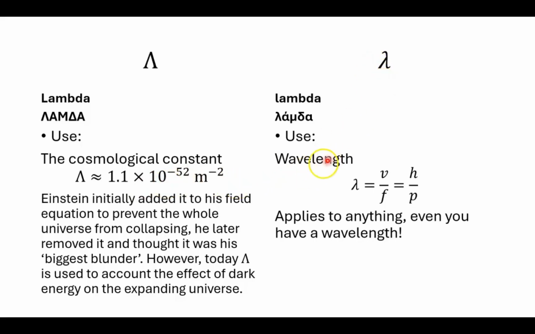And the lowercase lambda is used to represent the wavelength. For a classical wave, it's the wave speed divided by the frequency. But for a matter wave, it's the Planck constant divided by the momentum. So it basically applies to anything that has a wavelength.